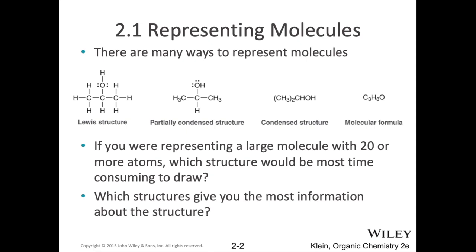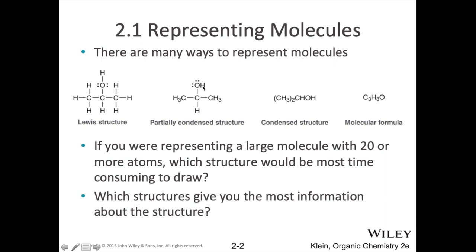Now, there are stepping points or ways to break this down so that you can trade off a little bit here. For example, we can take sections of our Lewis structure and condense them down into what's called a partially condensed structure. Instead of drawing these individual carbon-hydrogen bonds, since they are attached to this carbon over here, we could write that as CH3, or since we're going from left to right, H3C. Likewise, we don't draw that oxygen-hydrogen bond explicitly. We can just say that hydrogen's attached to that oxygen by writing OH.